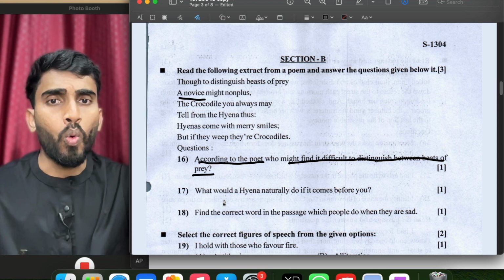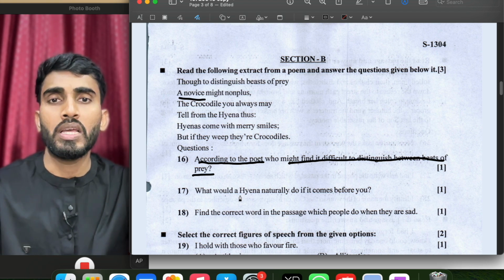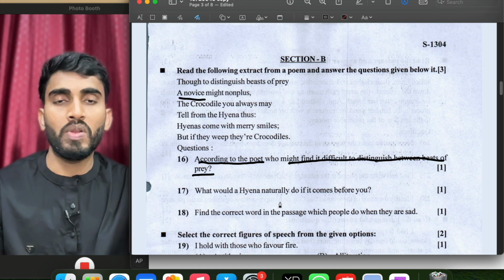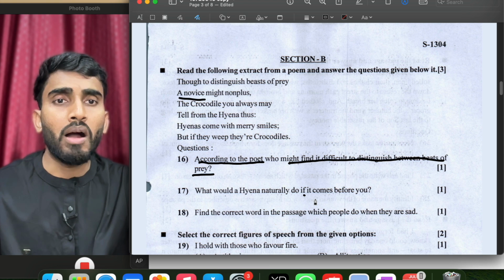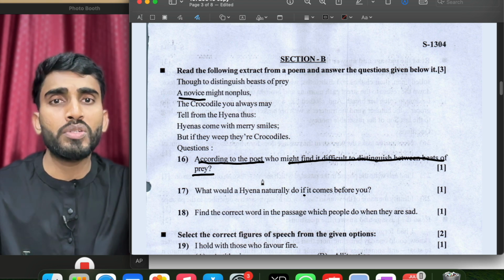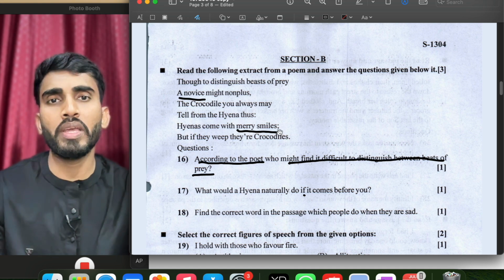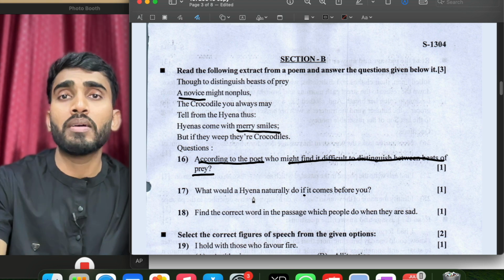Next question. What would a hyena naturally do if it comes before you? So if it comes before you means before us. So we'll write the answer in that way only. If a hyena comes before me, naturally it will give merry smiles. Okay. So hyena comes with merry smiles, so it will give merry smiles.